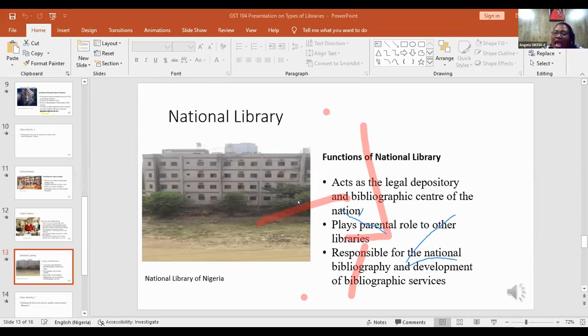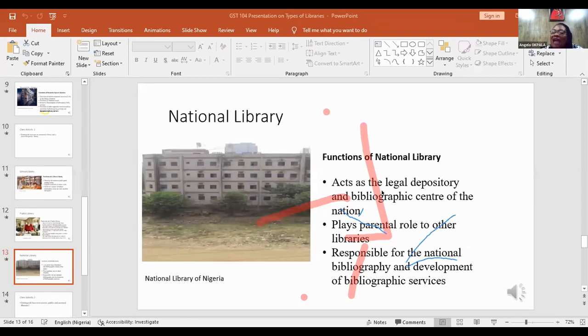It's part of it. All publications generated from the nation, three copies of it must be deposited in the National Library. As a law, that is what we mean by legal depository, such that it's preserving the publications of the nation. And also, even publications about the nation published outside are also gathered in our legal depository. So that is the function of the National Library, serving as a legal depository for the nation.